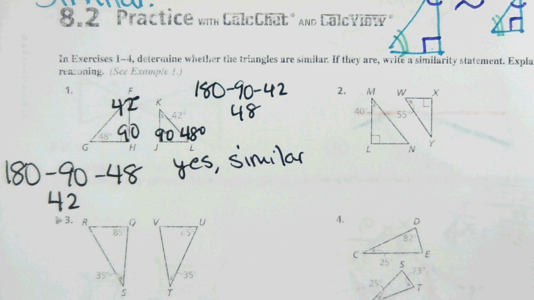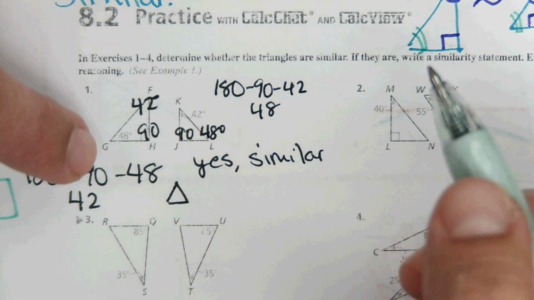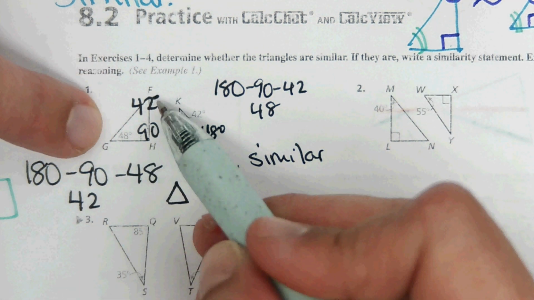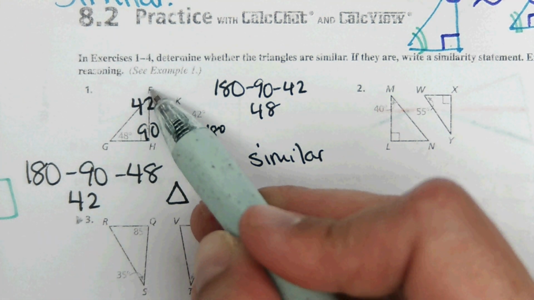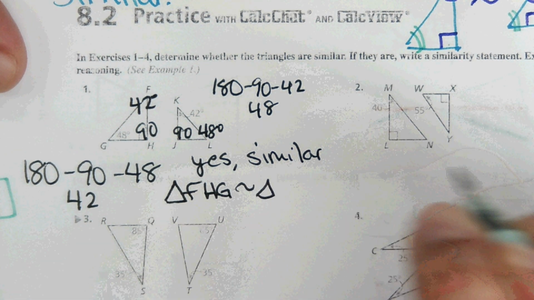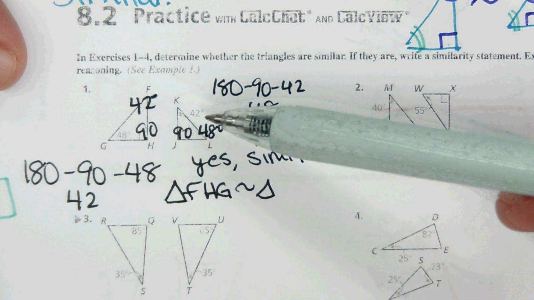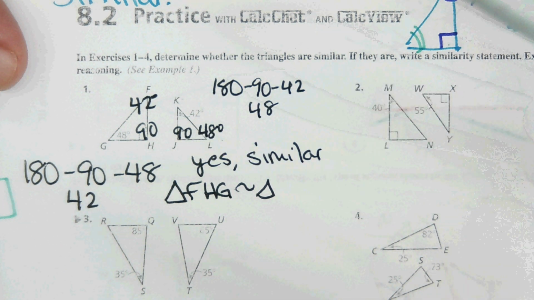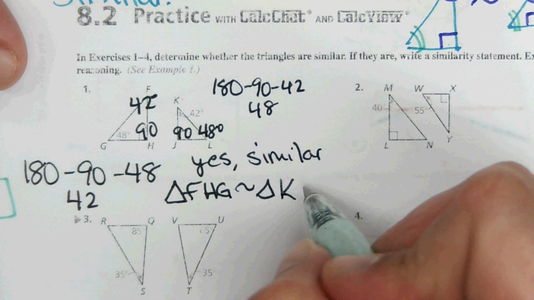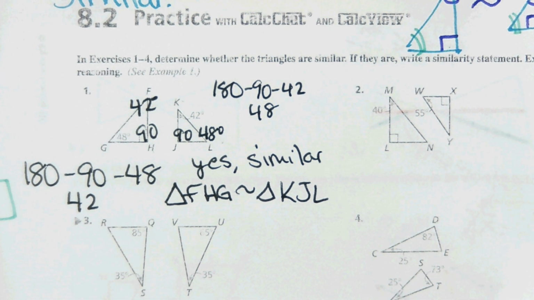And then in terms of the similarity statement, we're going to write triangle, and when you list the angles, you have to make sure they're in the same order for both triangles. So FHG is similar to triangle, and you have to go in the same order. I'm going 42, 90, 48. I've got to go 42, 90, 48. So K, J, L. That way everything corresponds. So you can use the similarity statement to find the matching angles.